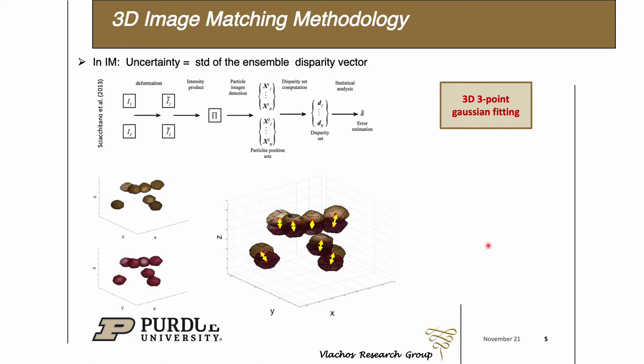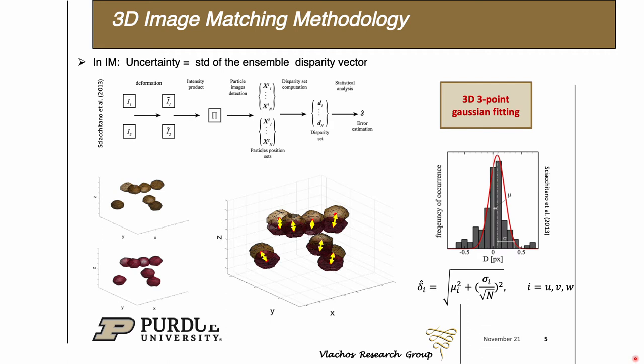And the residual mismatch between the two positions is the disparity. We ensemble the disparity of all particle pairs, and by statistical analysis of the disparity distribution, the IM uncertainty in each direction is defined by this equation, and it can be written for all U, V, and W velocity components.